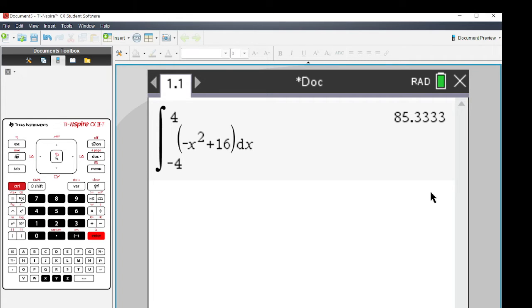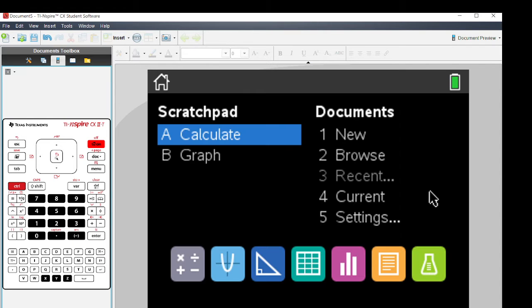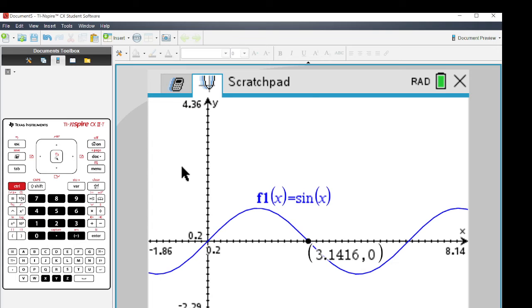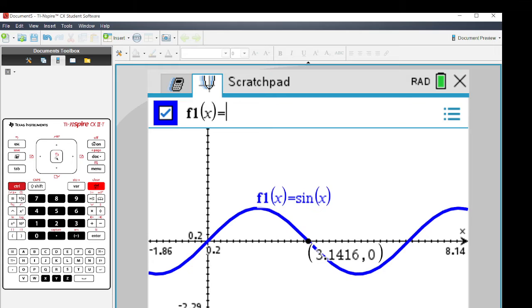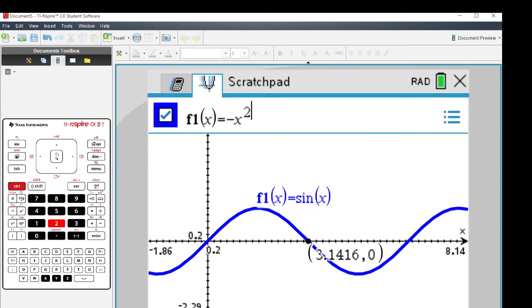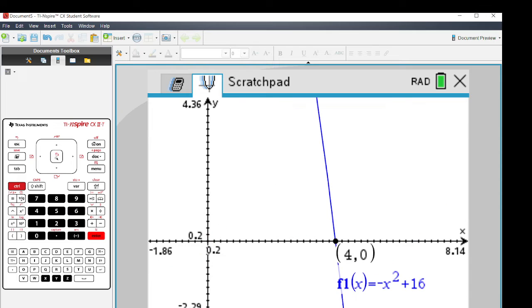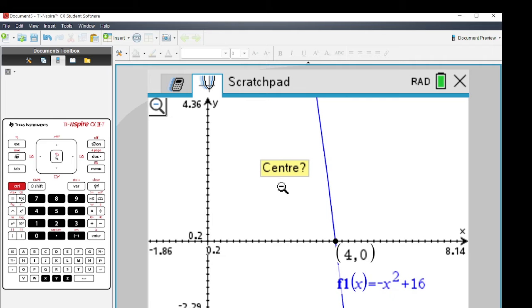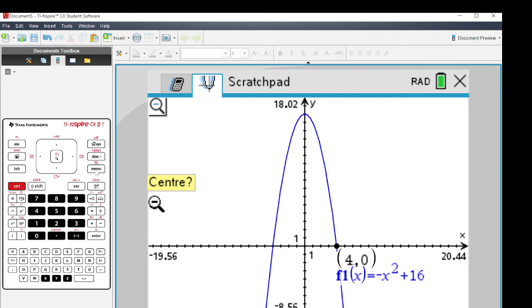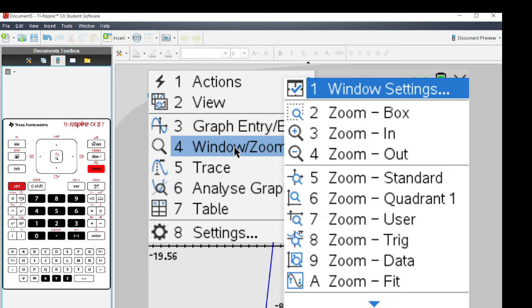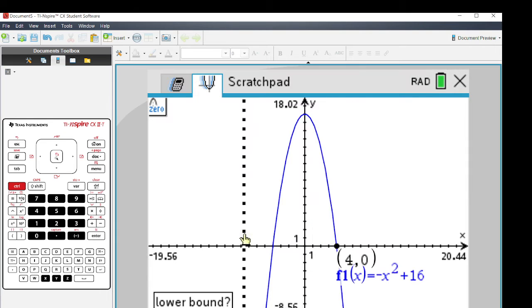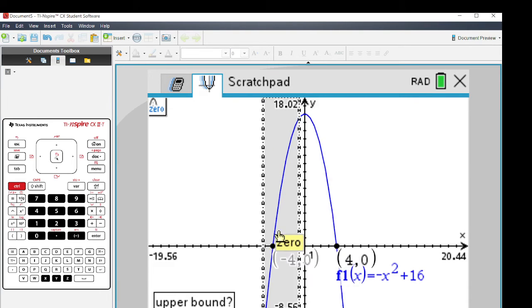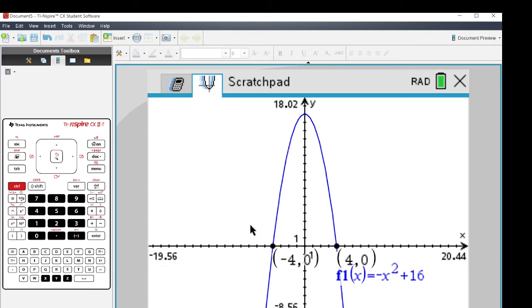Now let's discuss the graphical interpretation of this integral. In order to do so, I am going to add a graph, and here I will add my function, negative x square plus 16. I entered it. I will zoom out a little bit because I am not able to see it properly. Here we are, and then I am going to look for its zeros. You can see it is intersecting the x-axis at -4 and +4.